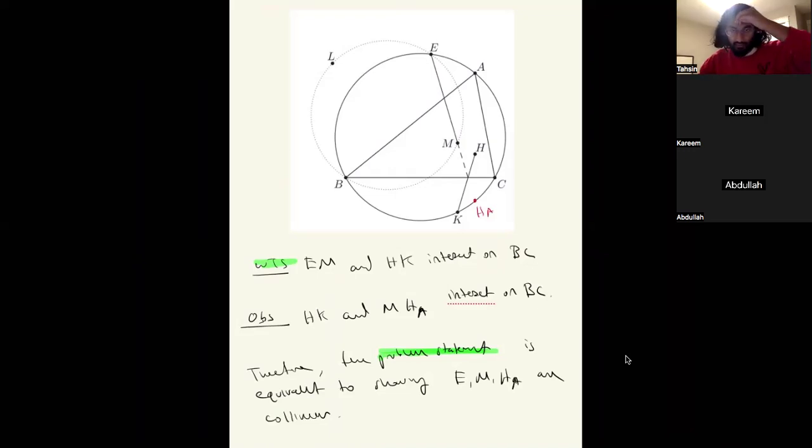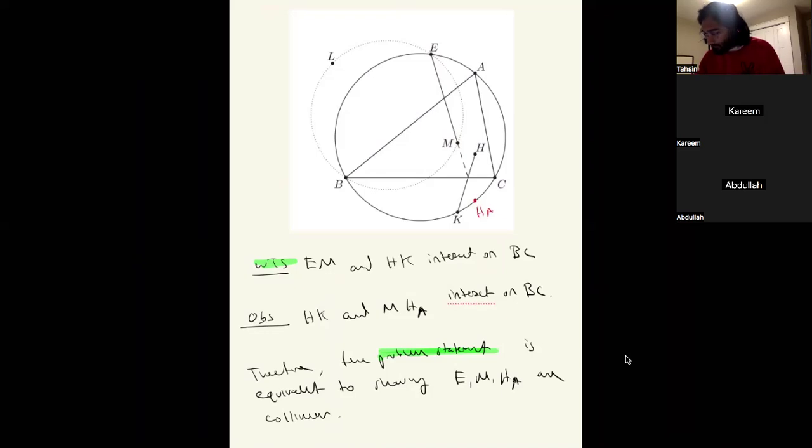Okay, does that make sense now? Yeah. Okay, good. So instead of showing this concurrence, we're showing this collinearity between these guys. So Abdullah, does that make sense to you as well? Yeah, all right. Okay. So now the second thing we said is okay.